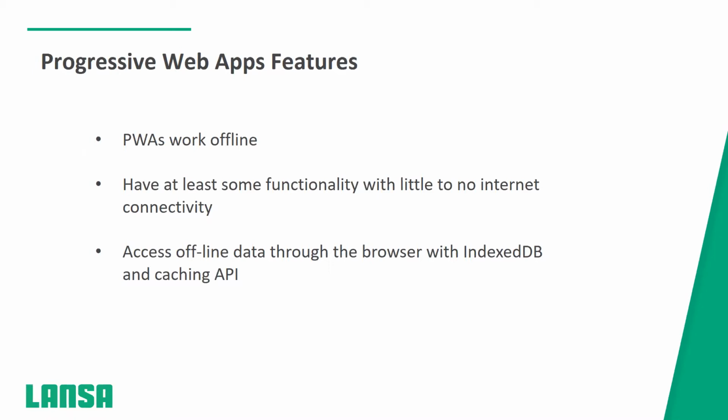If you want to develop a complex service worker, and we'll talk about service workers in a little bit, you can have as much functionality as you want, almost the same as being online. So it's really up to the developer, but you have the ability to create highly functional, highly complex applications, even with no internet connectivity. And you're going to access this offline data through the browser with an IndexedDB and a caching API. So there again, offline functionality, really a key feature of progressive web apps.